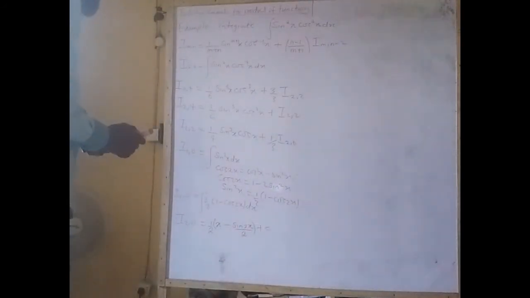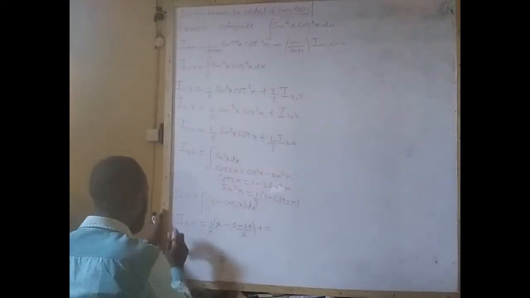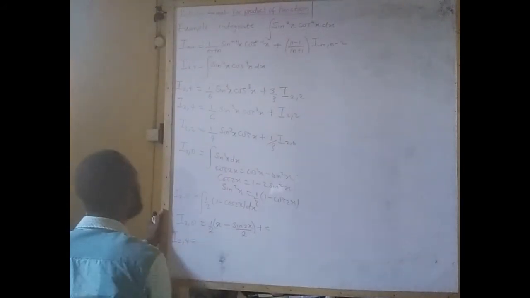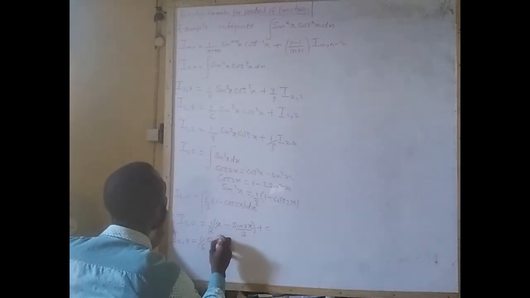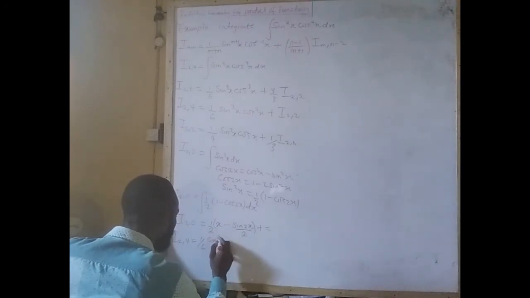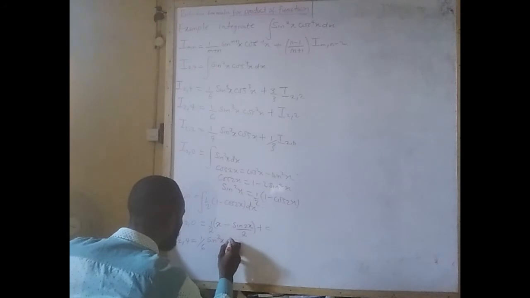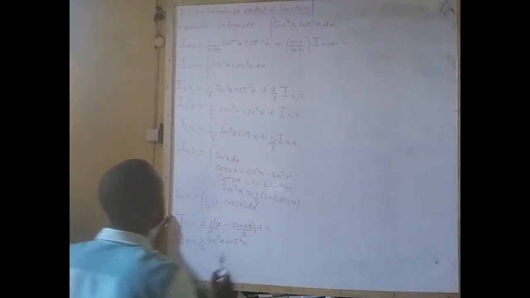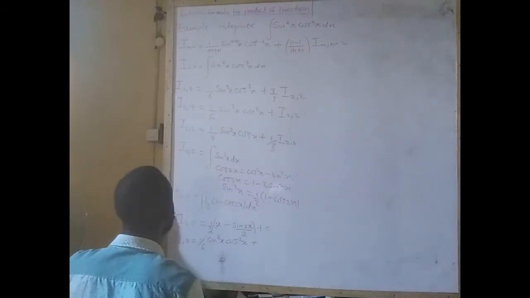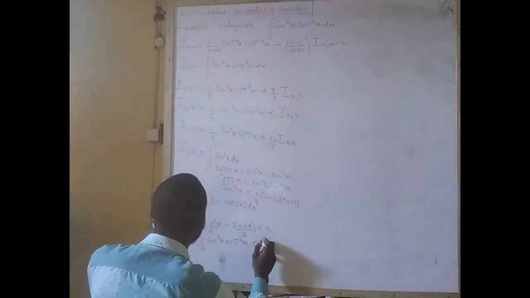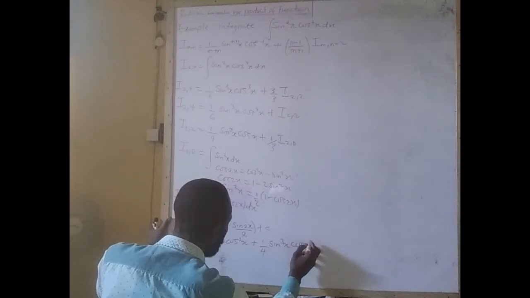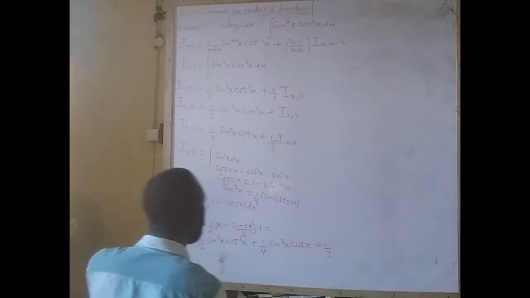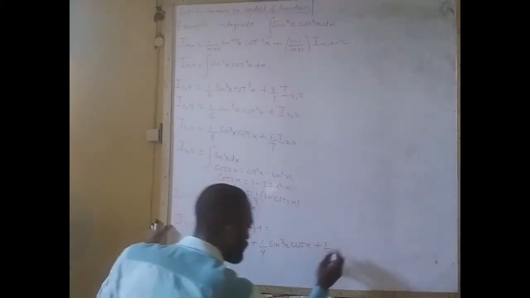Then I'm going to substitute everything back into the given formula or the question, which means my I(2, 4) will now be equal to 1 over 6 sine power 3 of x cos power 3 of x plus my I(2, 2), which is 1 over 4 sine power 3 of x cos x plus 1 over 3 I(2, 0), which is the last one we did, which is what?